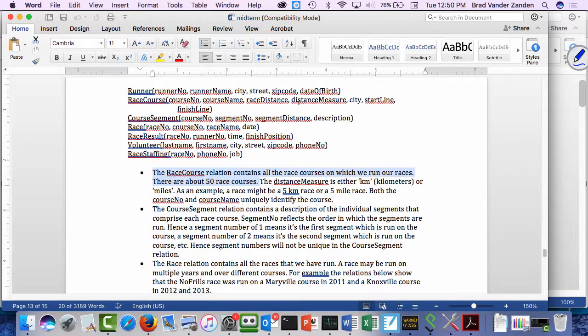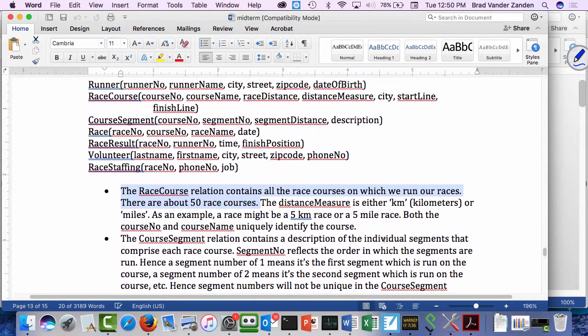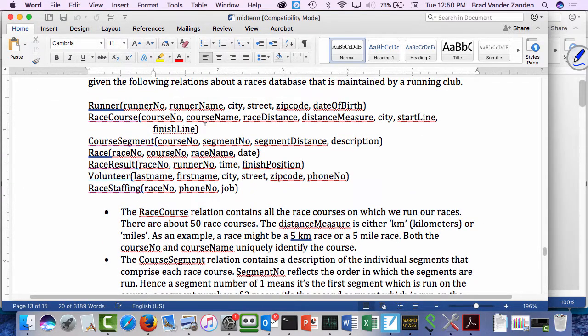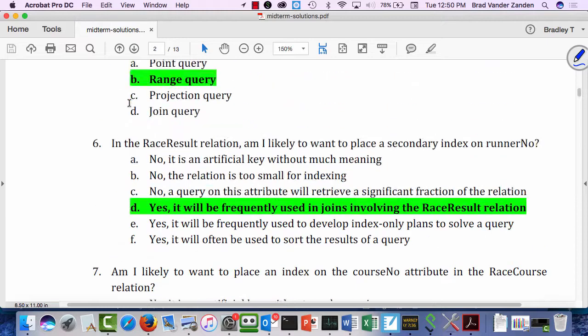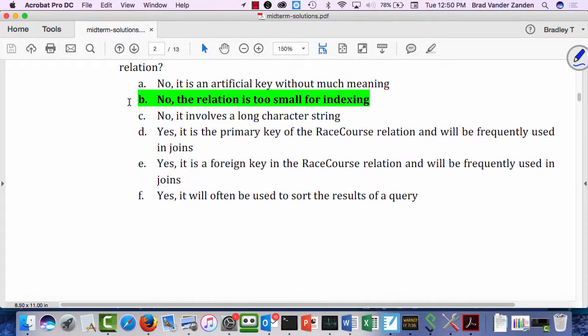So in fact, with only about 50 race courses, and if you look at how big the race course thing is, it's not going to be probably much more than 100 bytes, so you're only going to be getting that thing into 1 to 2 blocks. So it's just too small. The entire relation is too small for indexing.